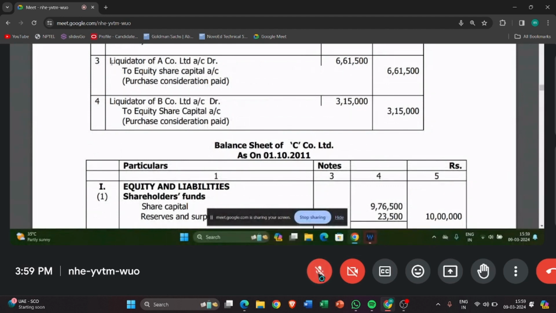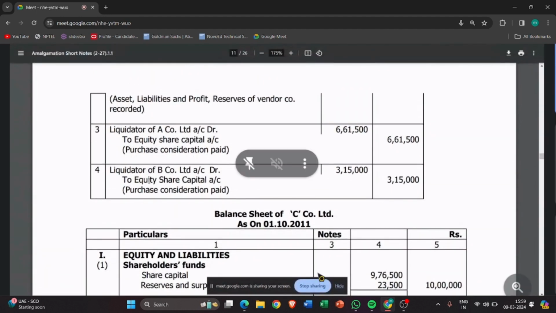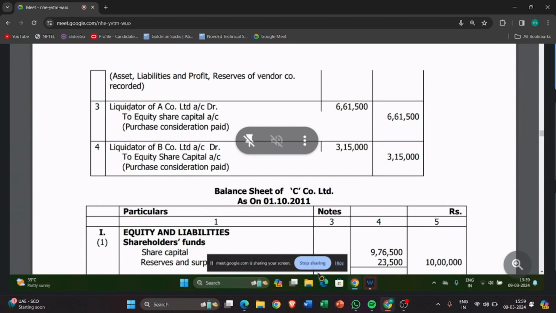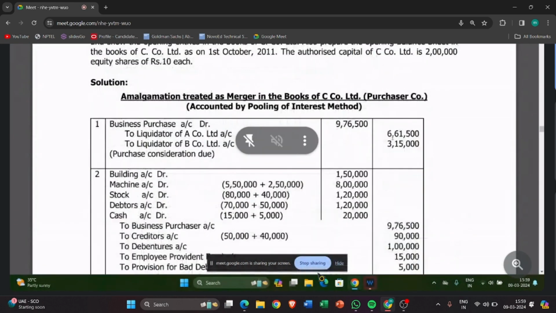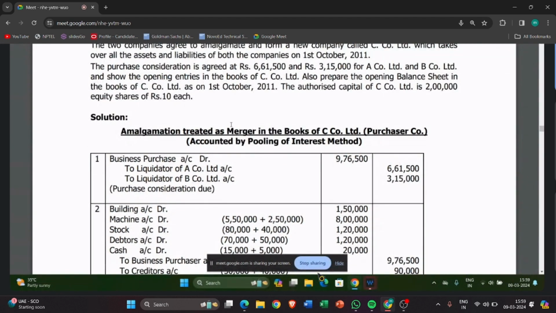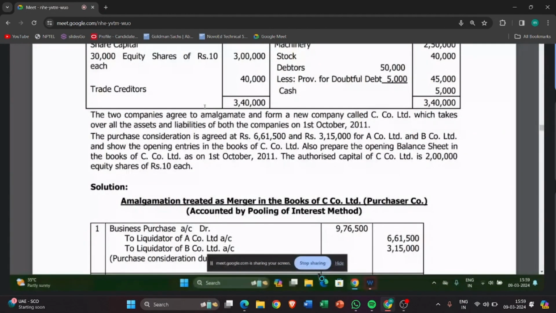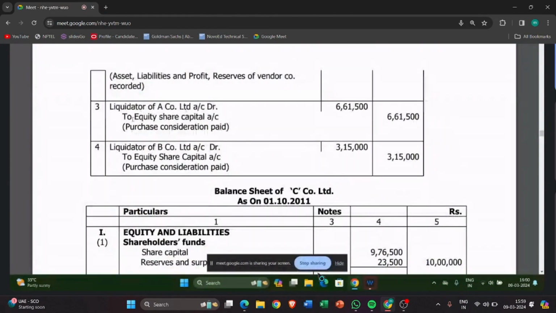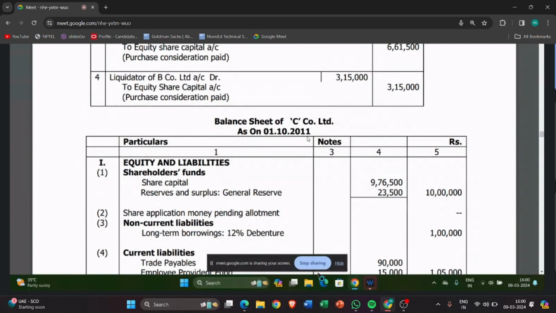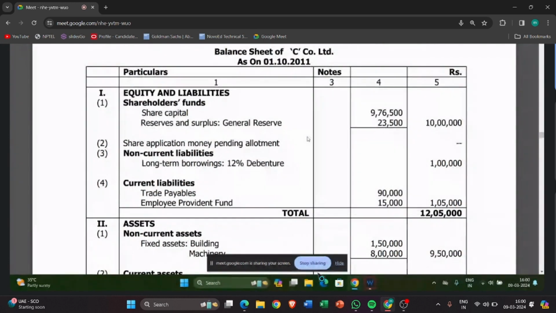Then lastly, pay off the purchase consideration in the form of shares. He didn't say it is at premium. So A Limited, we are giving 6,61,000. B Limited, we are giving them 3,15,000. This is the decided purchase consideration that was due. How are we paying it? We are paying it in the form of shares itself, because nothing is mentioned that we gave them any other cash. So it is to be paid off in the form of share capital itself, and no premium or discount, it is issued at par. Liquidation expenses, no information, so don't write the entry.